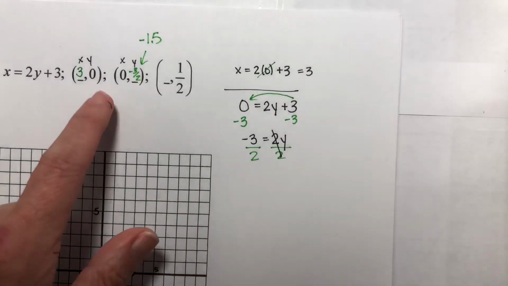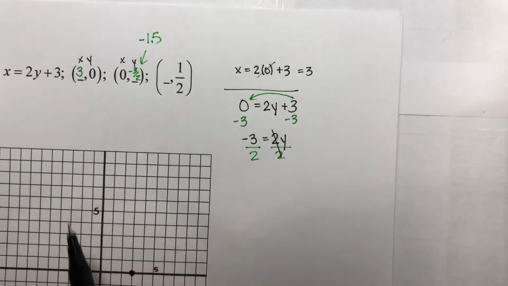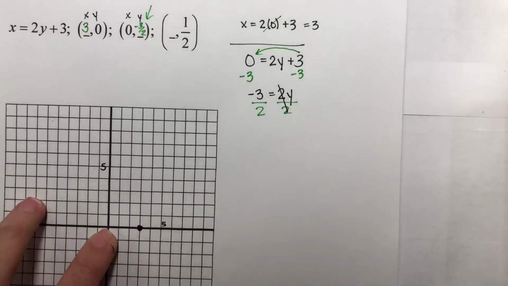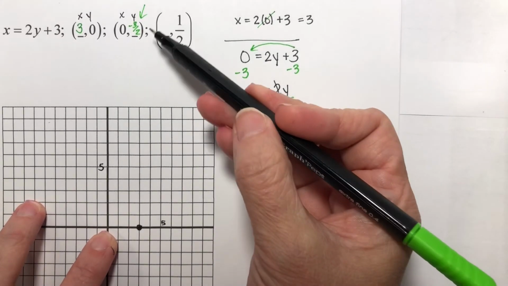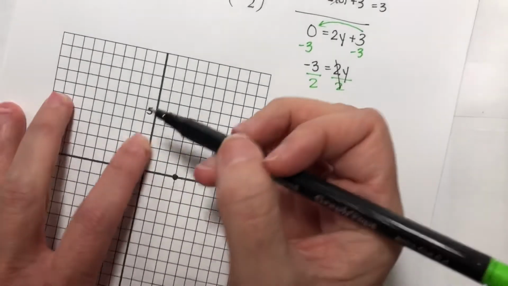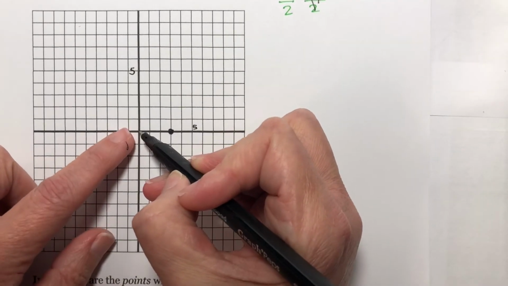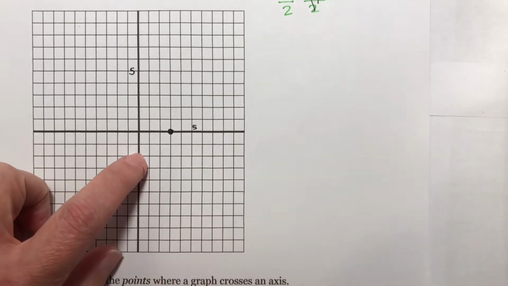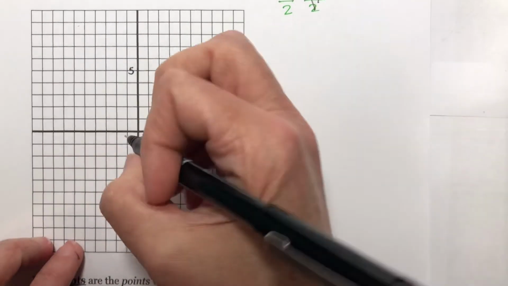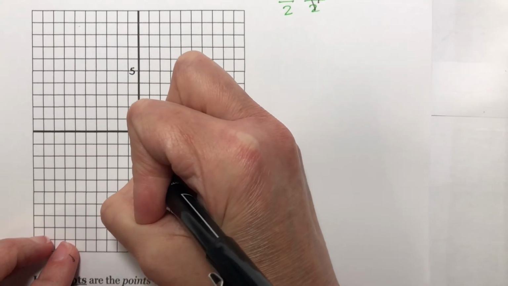Okay, so let's plot this point. We go to 0 on the x-axis, which is here, negative 1.5 on the y. So 0 on the x, negative 1.5. That's going to be about right there.